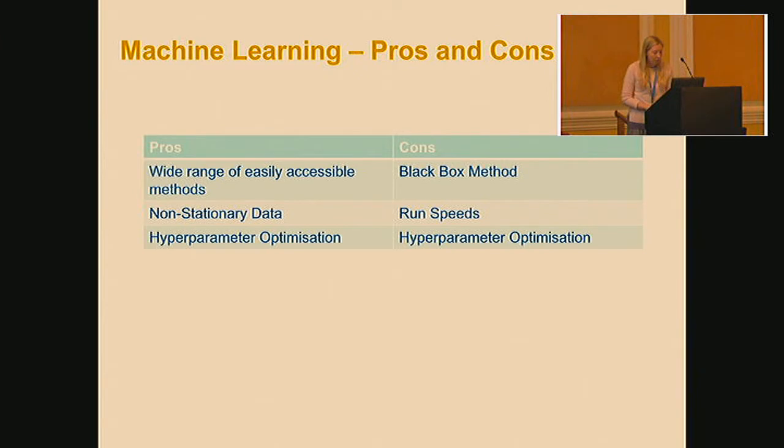I could have used non-stationary data with some machine learning models, so I wouldn't have had to go through the whole is this a random walk process at the beginning. The machine learning models I used did need stationary data, but there are ones that don't.